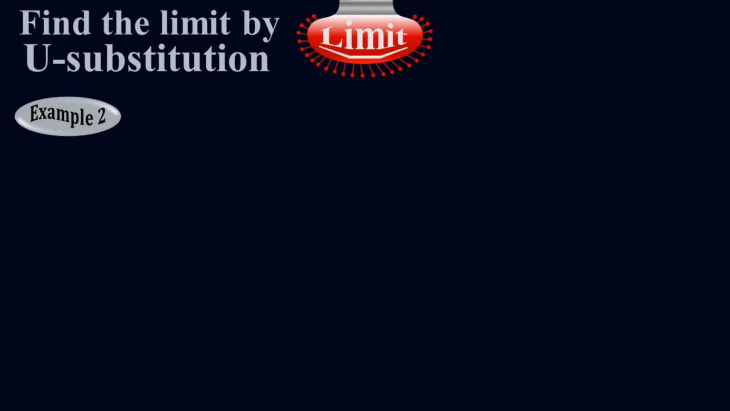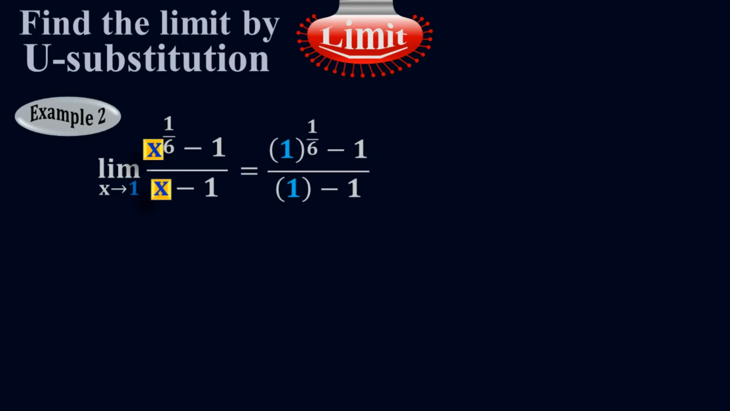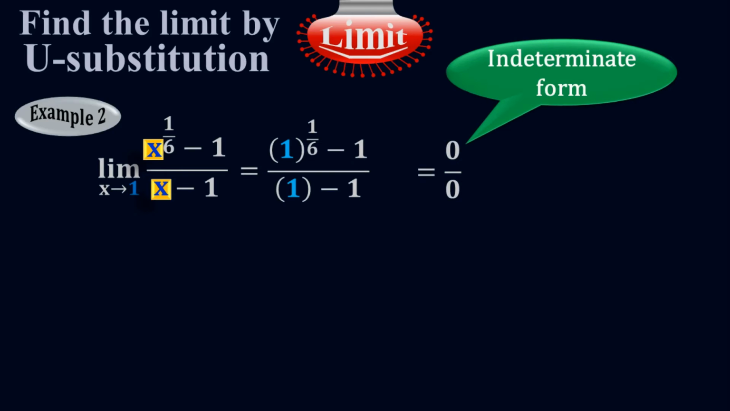Example number 2. Limit of x to the 1 over 6 minus 1 over x minus 1, where x approaches 1. Again, if I try direct substitution here, let me directly put x equals 1. So I will get 1 to the 1 over 6 minus 1 over 1 minus 1. I'm just trying the direct substitution method here, whether it fails or not. So 1 to the 1 over 6 is 1. 1 minus 1 is 0, and 1 minus 1 is also 0 in the denominator. So I will get 0 over 0, which is an indeterminate form.